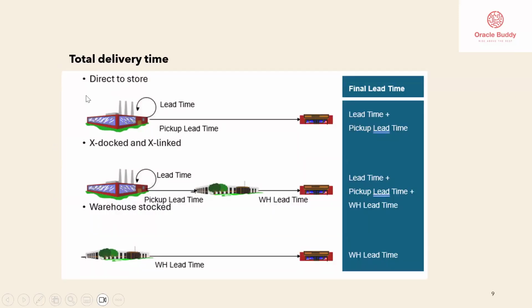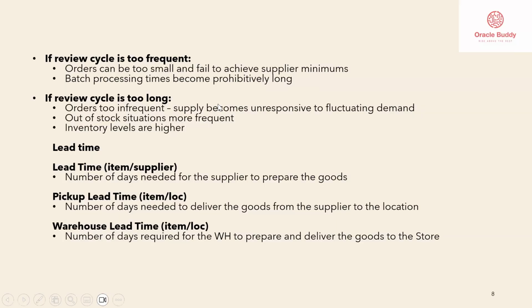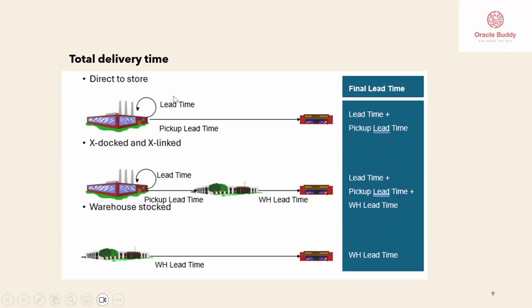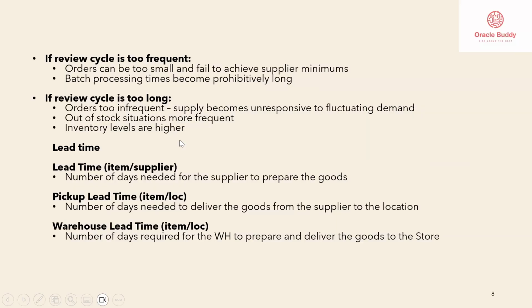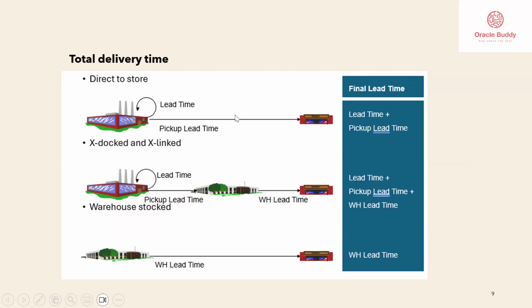So here for direct to store, if you see here, the lead time is the warehouse with... So as we discussed, lead time is the number of days needed for the supplier to prepare the goods. And pickup lead time is the number of days needed to deliver the goods from the supplier to the location. So for this direct to store, it is the lead time plus pickup lead time.